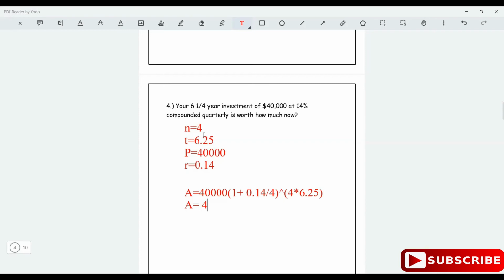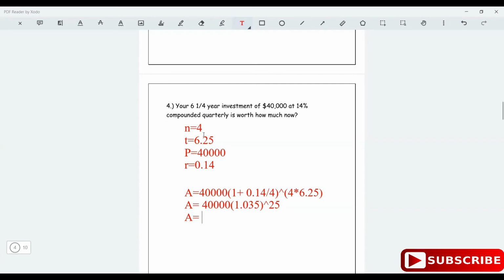So the amount is 40,000 times 1 plus 0.14 divided by 4. That is 1.035. And all of that is raised to 4 times 6.25, which is 25. So we work this out. So the amount ends up working out to be 40,000 times 1.035 raised to the 25, which is, this is not bad at all.